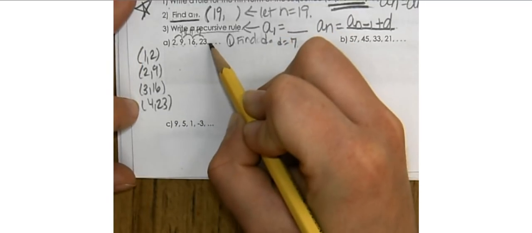Next, in order for me to write an explicit rule, I need an ordered pair. There's a lot of ordered pairs here. Let me show you some choices: (1, 2), (2, 9), (3, 16), (4, 23). How did I come up with those ordered pairs? Well, 2 is in the first position, 9 is in the second position, 16 is in the third position, 23 is in the fourth position. These are ordered pairs that are of your choice. Which ordered pair looks the easiest to work with?